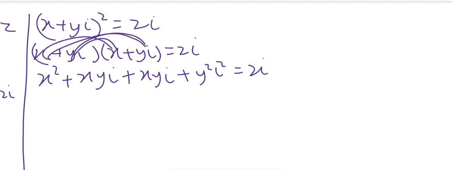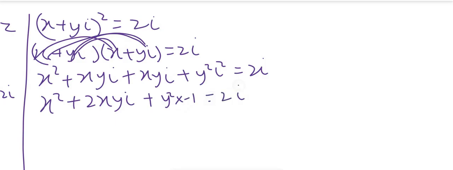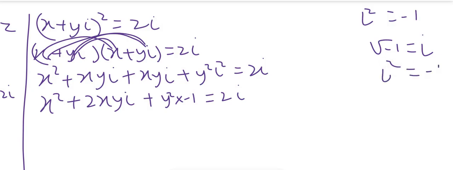So I have x squared plus 2xyi plus y squared times -1 equal to i. Don't forget, i squared is equal to -1. The square root of -1 is equal to i, which implies that i squared is equal to -1. That's the rule for i in complex numbers. You can get i cubed, you can get i to the power of 4, and so on like that.